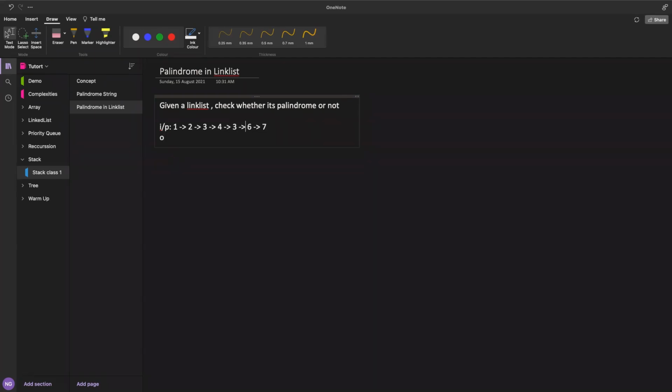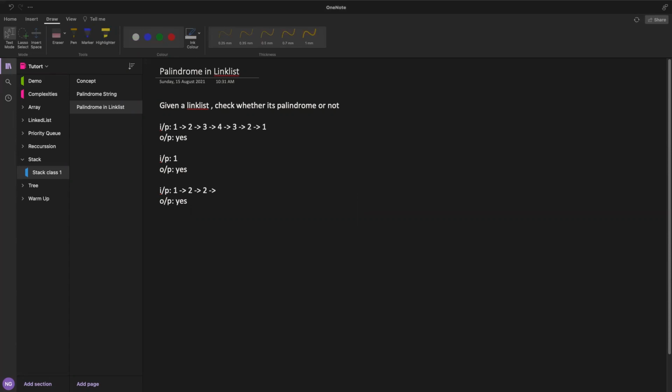Here also we need to take care of the odd length and even length. Depending on that, if the input is 1, the output should be yes. If the input is 1, 2, 2, 1, the output should be yes. Right. So think how you can implement this. You already know how to find the middle element in the linked list. Now think how you can do this.